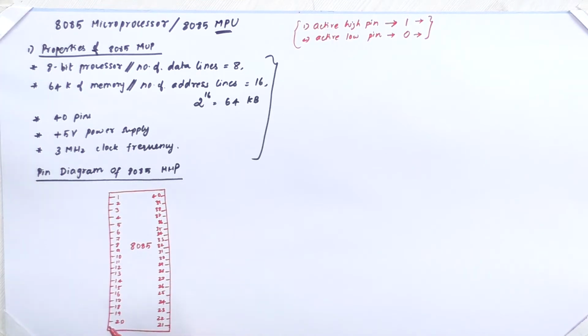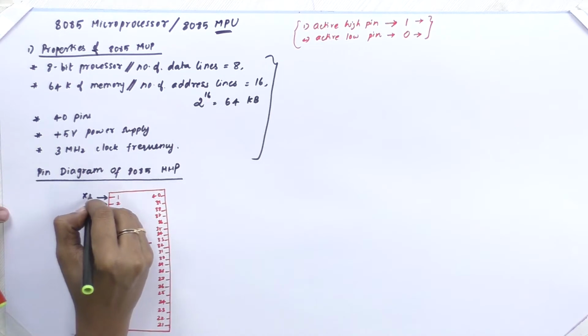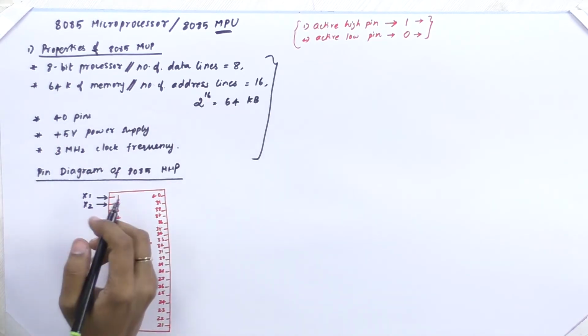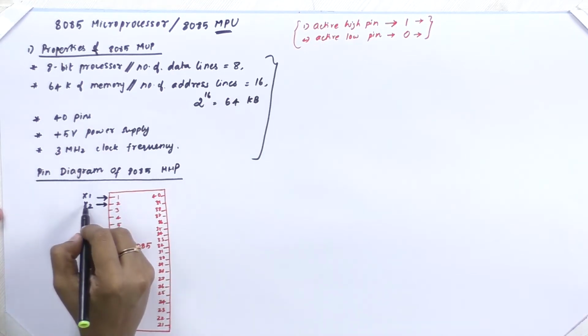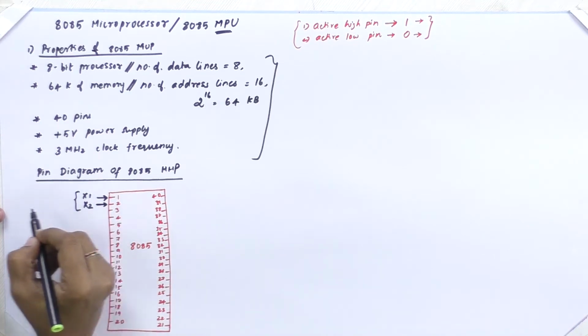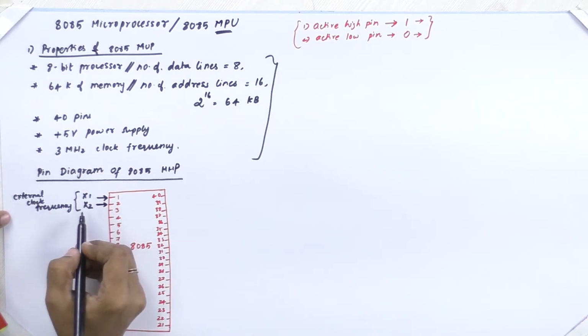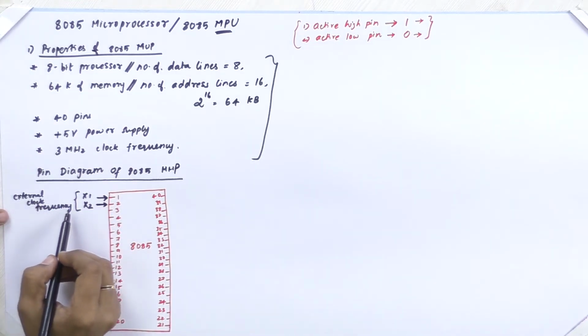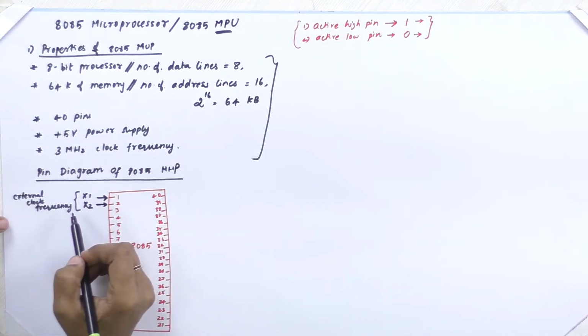Now coming back to this 8085 pin diagram, the first two pins are X1 and X2. The direction of the arrow marks represents that they are input pins. These two pins, X1 and X2, are used to receive the external clock frequency from a crystal oscillator or any other electronic oscillator made up of an LC or RC network.